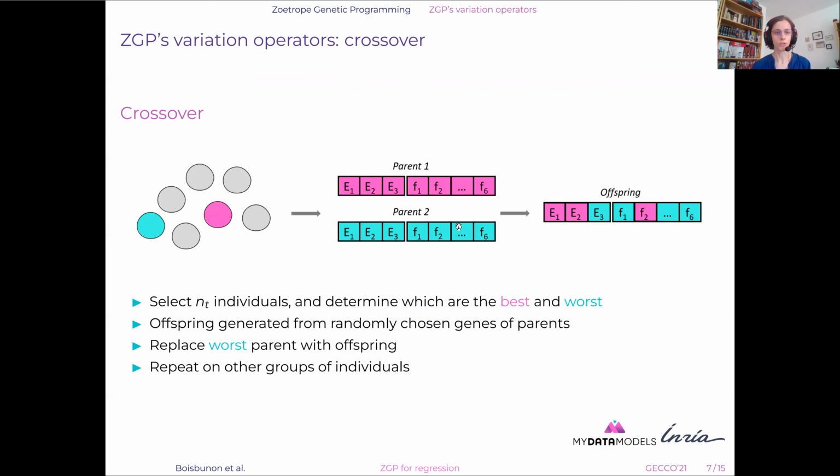Next, for crossover, we start by selecting a number of individuals, and among those individuals, we define which one is the fittest and which one is the weakest, and those will be the parents for crossover. Then we combine them by selecting at random elements and fusions from each of the parents. And finally, the offspring replaces the worst parent. And we repeat this process over different groups of individuals.